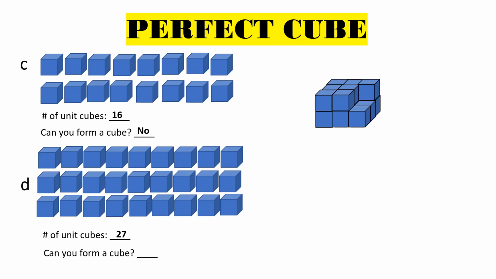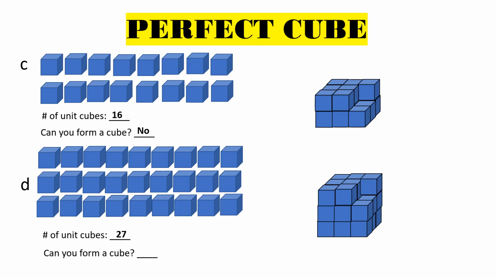So can you form a cube? Let's see. 1, 2, 3, 4, 5, 6, 7, 8, 9, 10, 11, 12, 13, 14, 15, 16, 17, 18, 19, 20, 21, 22, 23, 24, 25, 26, and then 27.